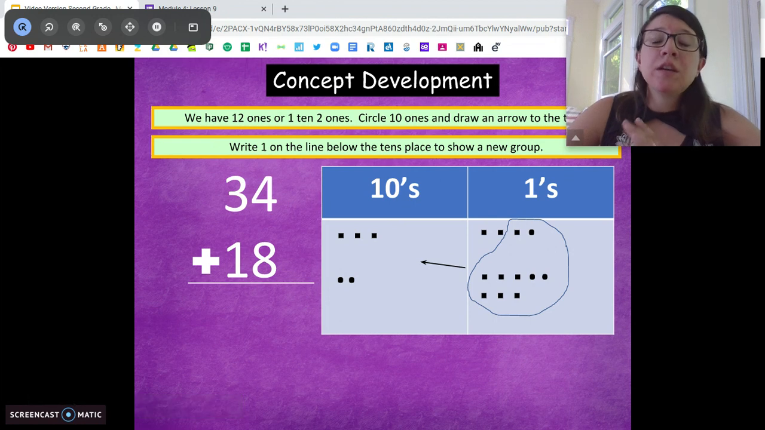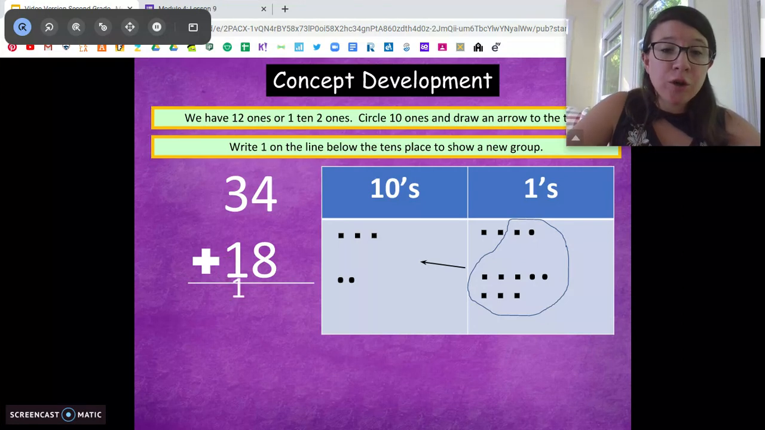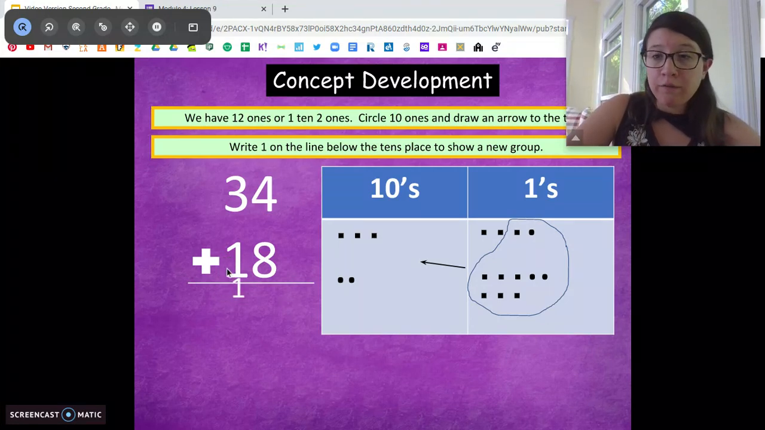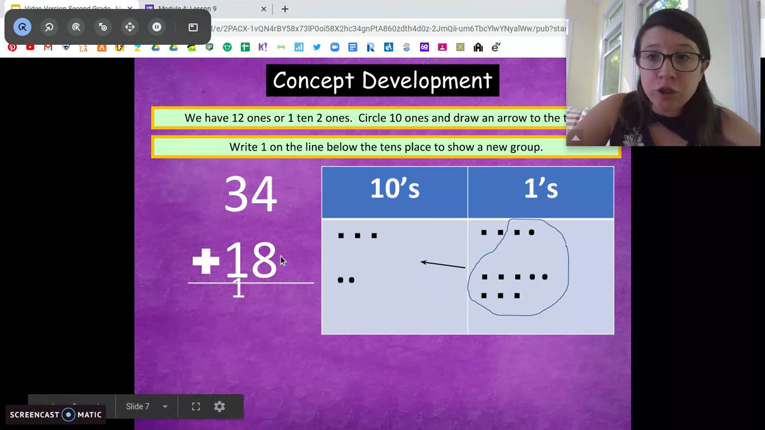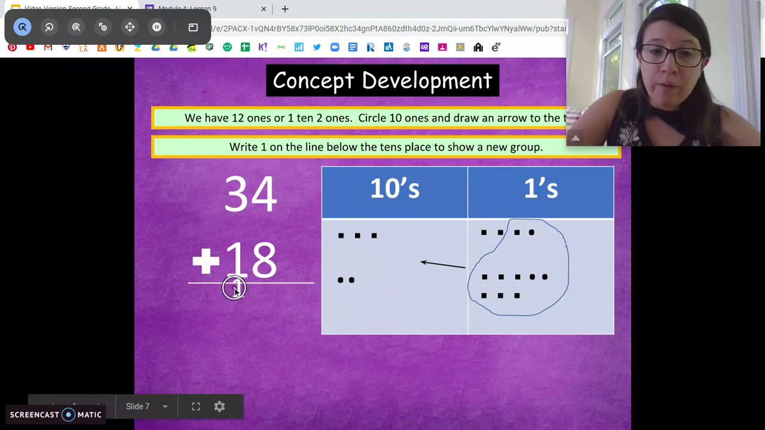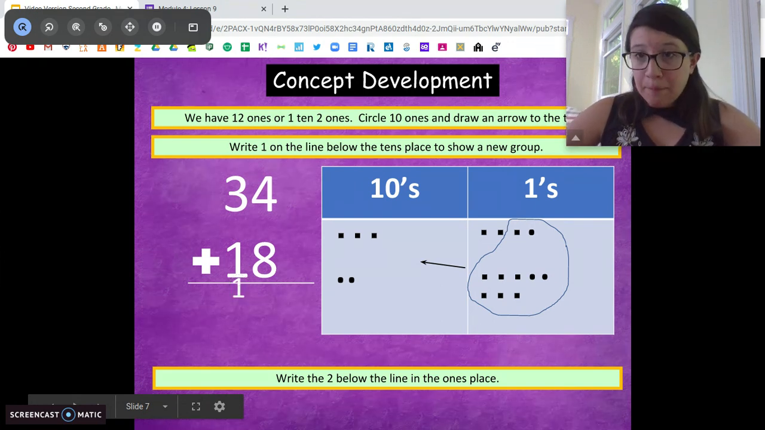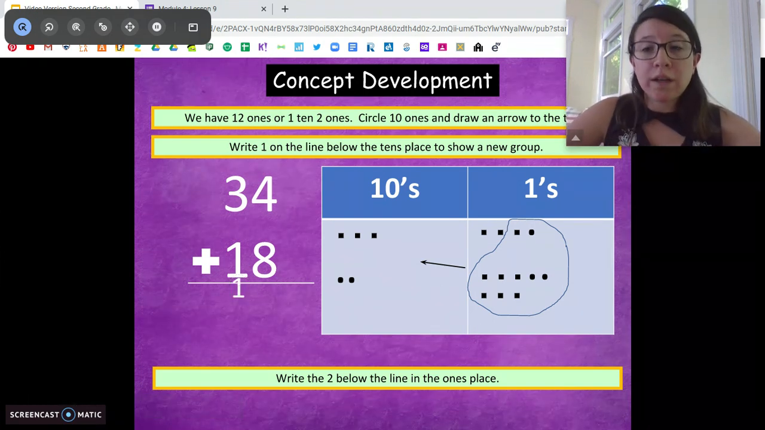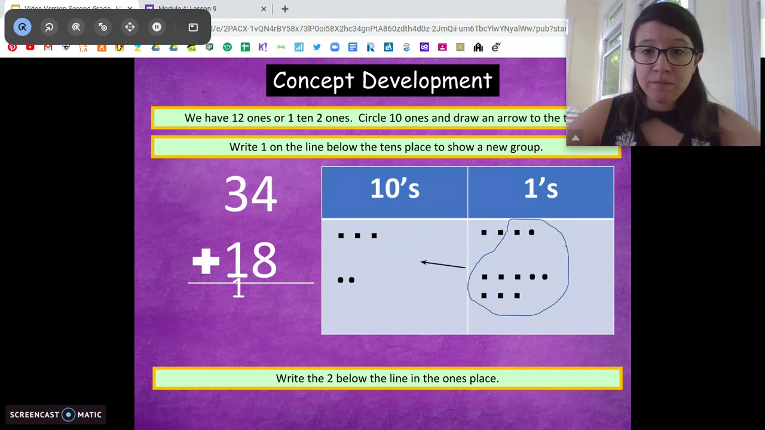Perfect. Okay, so when we move that group of 10 over, just like we did in our last lesson, we have to make sure we add this 1 onto our vertical number sentence, onto our vertical form. Because we added a 10 over here, we need to make sure that we add it in our vertical form so we don't get confused and we don't miss it. So go ahead and add that 1 on your vertical form. Our next step is how many 1s are left over. How many 1s are not in the circle that you drew?